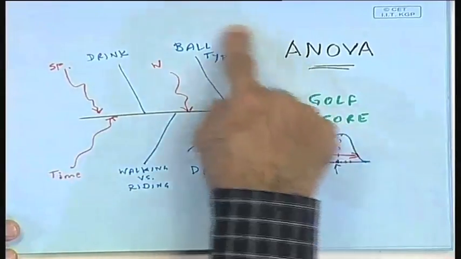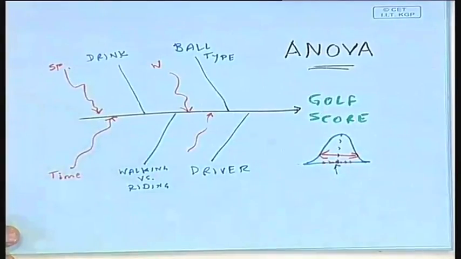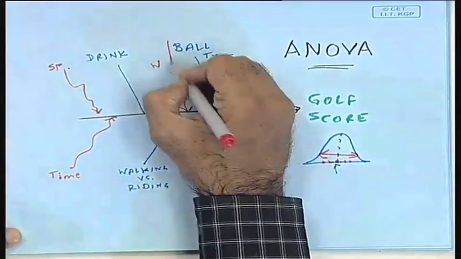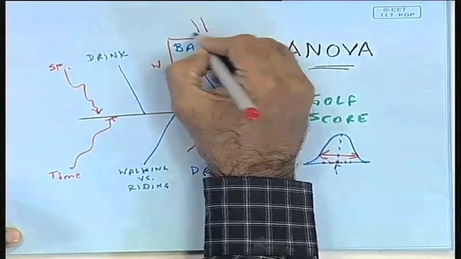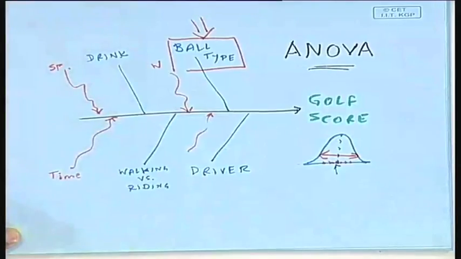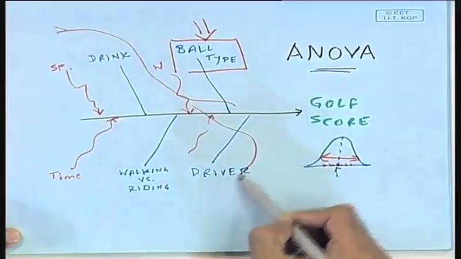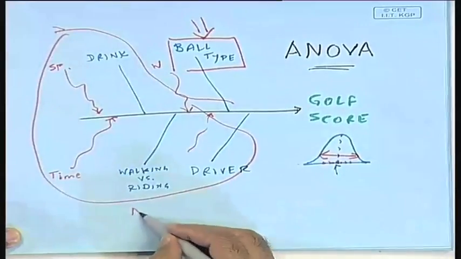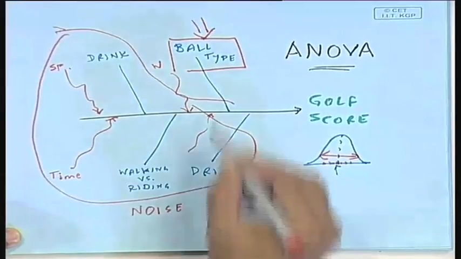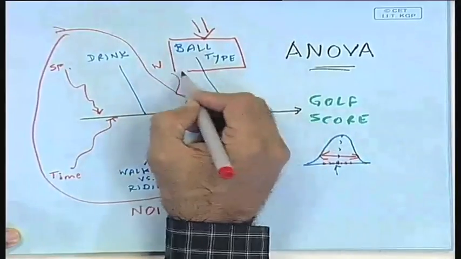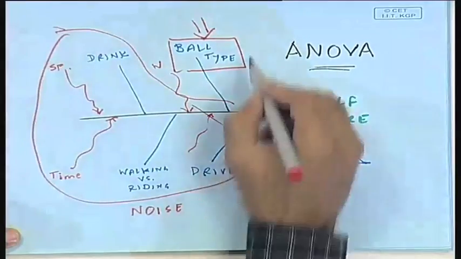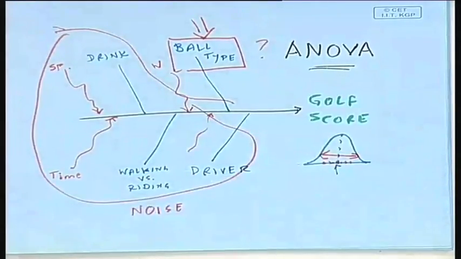So in place of having all of these things active together, we'll look at the effect of perhaps only ball type. This is the one we'll be focusing on. We'll try to see, if I treat everything else, all the other factors, as noise, can I see in the response the effect of changing ball type? Can I see that effect there? This is what we would like to be able to do using this technique called ANOVA. Let's see how we go about doing that.